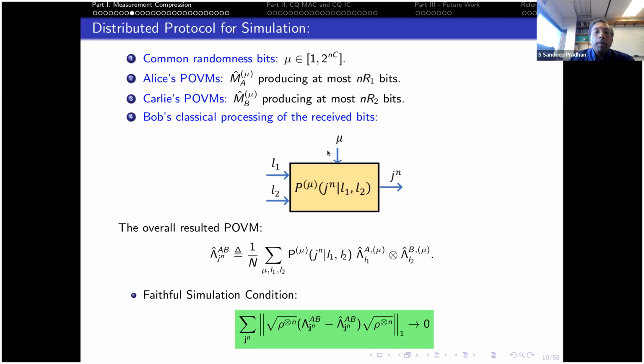So there is a computation going on here, and Bob could produce some output with some stochasticity. Some local randomness Bob can use to produce the reconstruction. The action of Alice is doing measurements, annihilator measurements. The action of Carly is an annihilator measurement. The action of Bob is doing this classical processing, which combines the indices sent by Alice and Carly and the common randomness. And of course, we want to satisfy the faithful simulation condition, and we want to minimize all the rates R1, R2, and C1 plus C2. And how do we do that?